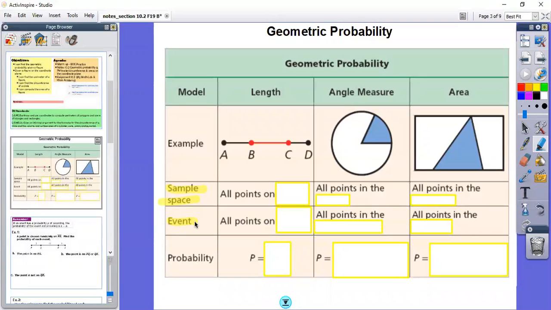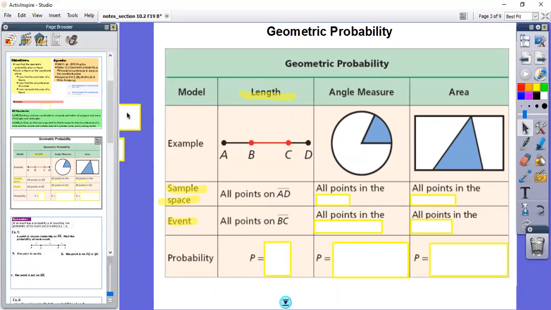So let's look at a couple of things here. We're given a line segment, and we can talk about geometric probability in terms of length, and we can think about the sample space. That would be all of the points on that entire segment, every point from point A to point D in between. And then in this case, the event is that I randomly select a point on that segment AD, and it happens to fall on BC. Part of the keywords there is that a random point is selected, so they all have an equal likelihood of being selected.